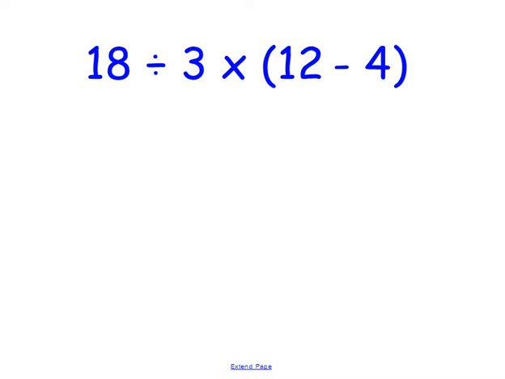All right, let's do the next one here. So again, at the top, I'm going to write PEMDAS so I can keep myself accountable for following the steps. First thing I'm going to do is find my parentheses. I do have parentheses right here. I need to solve what is inside of them. 12 minus 4 is going to be 8, and I'm going to rewrite the rest of the problem.